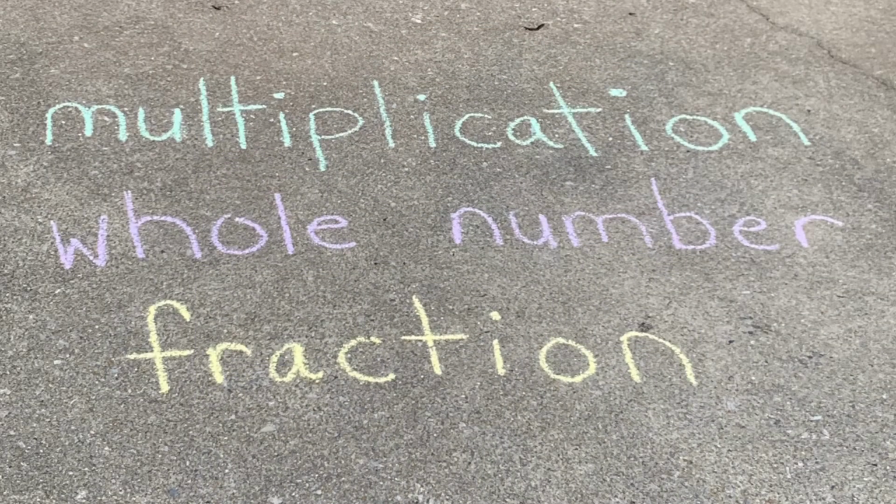Before we jump into our lesson, let's talk about some vocabulary words. Our first word is multiplication. Multiplication is repeated addition, and what that means is you're going to add the same number over and over again. A whole number is any counting number starting at 0 and counting up. And finally, a fraction is part of a whole. A fraction consists of a numerator, which tells what you're working with, and a denominator, which tells you how many pieces make up the whole.